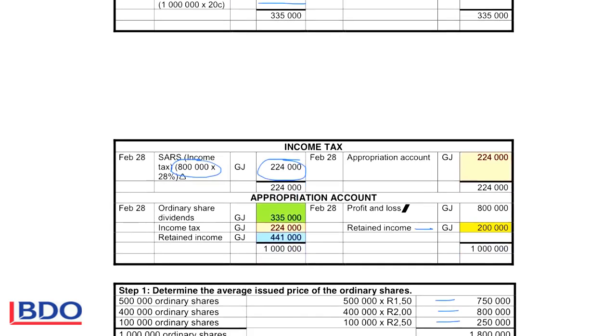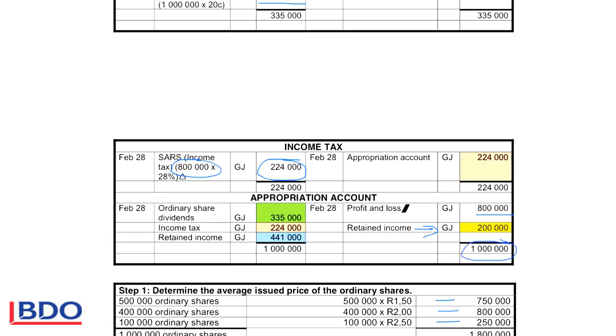That means the profit that we made for the year, they told us, is 800,000. So what does this company have to distribute this year? The 800,000 profit for the current year, plus the 200,000 that was kept back in previous years. So they've got R1 million available.